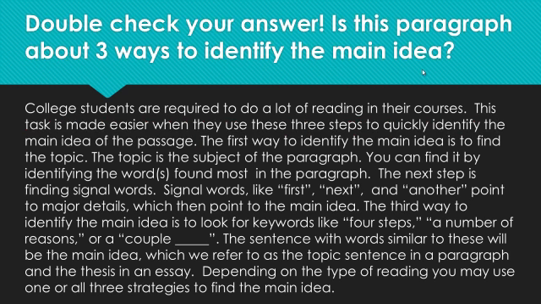Now you want to double check your answers. Is this paragraph about 3 ways to identify the main idea? Well, if we look back at the major details, the first major detail is the first way to identify the main idea is to find the topic. The second major detail is the next step is finding signal words. And the last major detail is the third way to identify the main idea is to look for keywords. It does seem to say that this paragraph is about the 3 ways to identify the main idea.